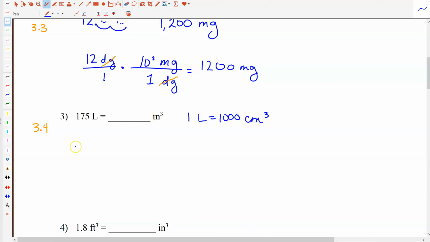All right, so here we go. The given information, which is 175 liters, I'm going to put over 1. Now I'm going to use my conversion factor. Liters is what I'm trying to get out of, so it's going to go on the diagonal of where it was, and the relationship is 1 liter is equivalent to 1,000 cubic centimeters. The liters units will cancel because they're on the diagonal, and now my answer would be in terms of cubic centimeters. No, I don't want cubic centimeters, I want cubic meters.